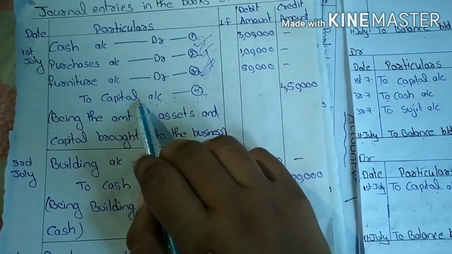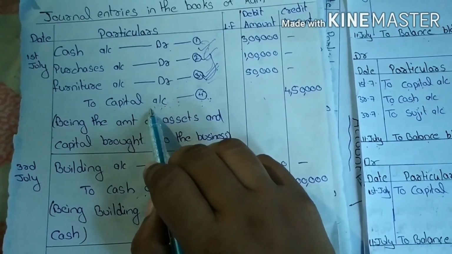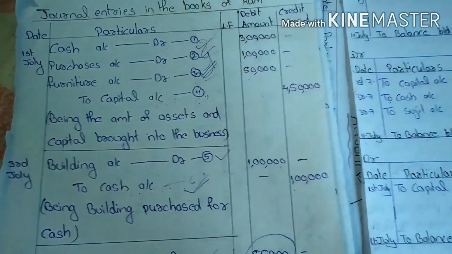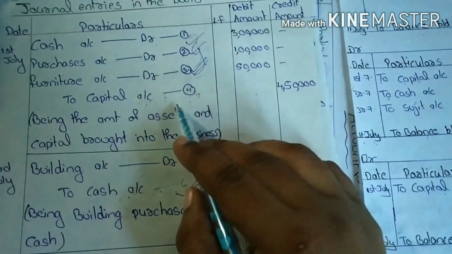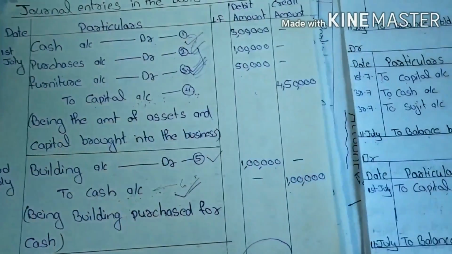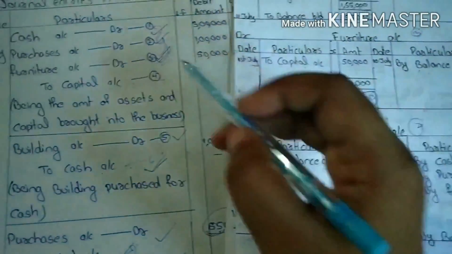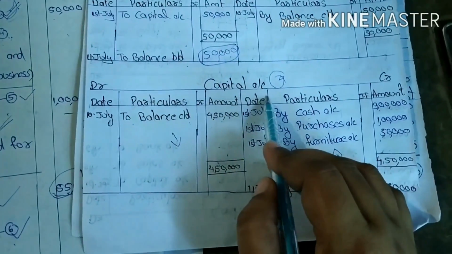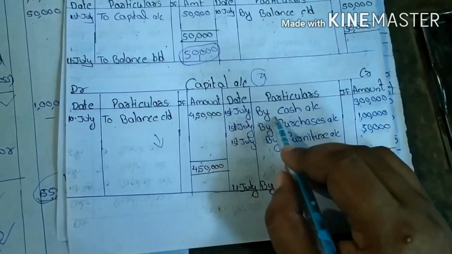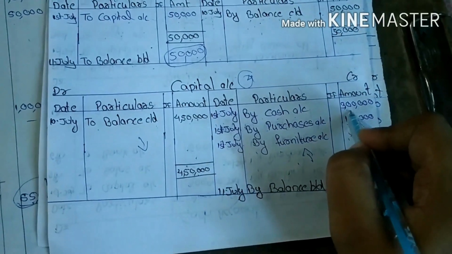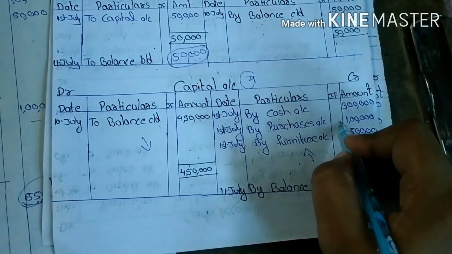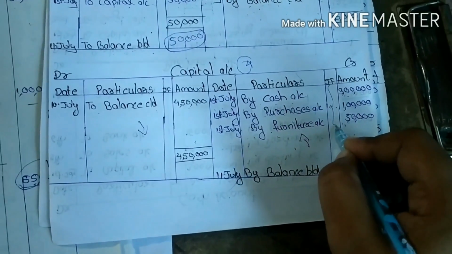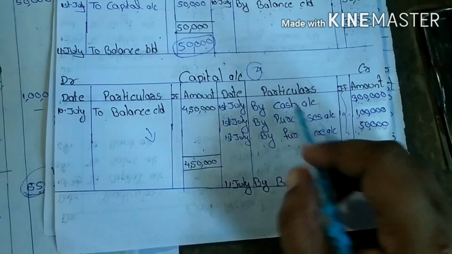Suppose if you write individual entries, it is like cash account that are to capital, purchase account that are to capital, furniture account that are to capital, right? So here the capital was on the credit side. So on the credit side of the capital account, you have to mention all the 3 accounts. Okay, see, this is the capital account. So on 1st July, he brings by cash as a capital 3 lakhs, by purchases 1 lakh as a capital, by furniture 50,000 as a capital. So these 3 belong to capital, right? So it should be posted on the capital account.